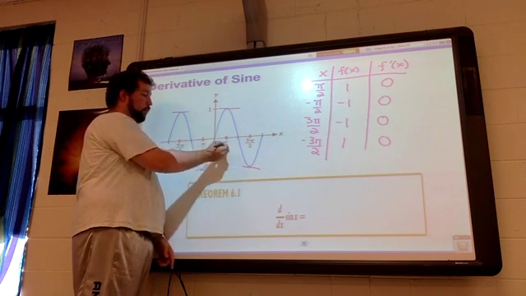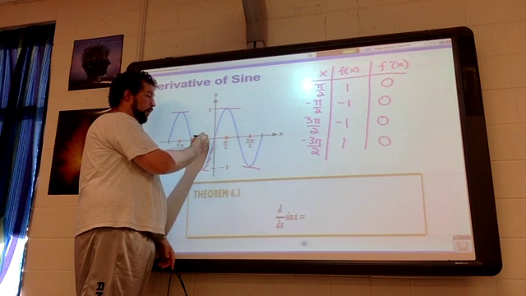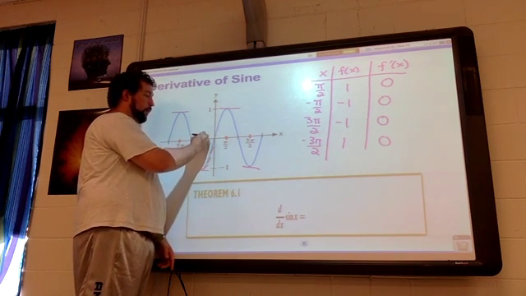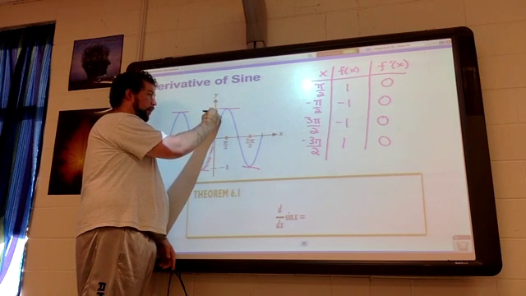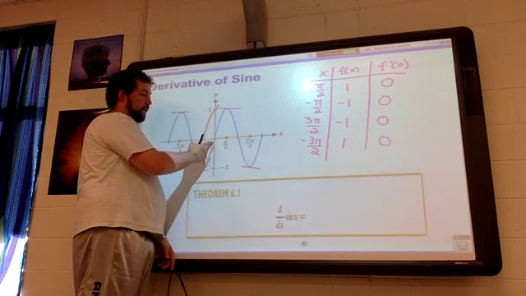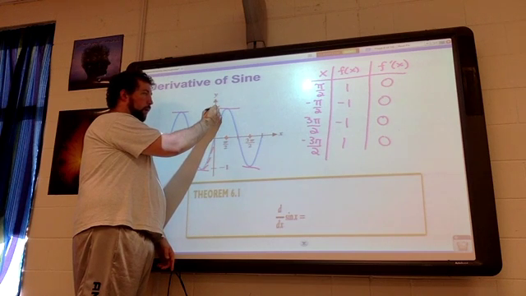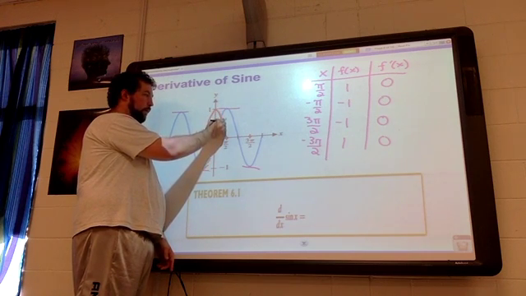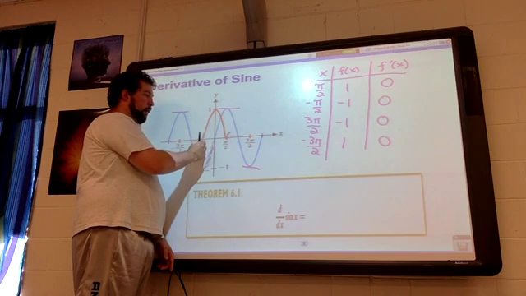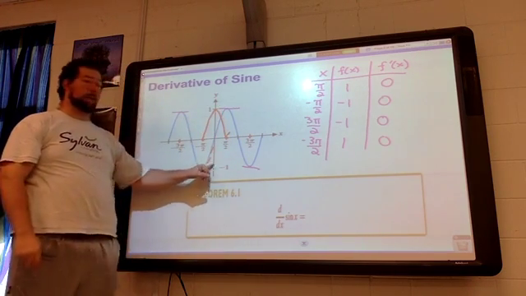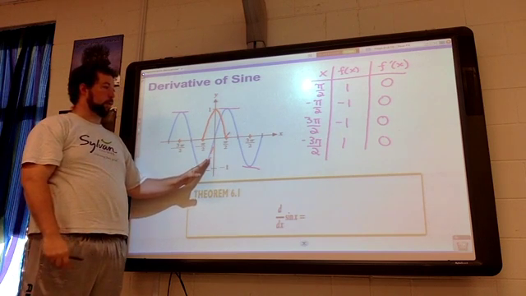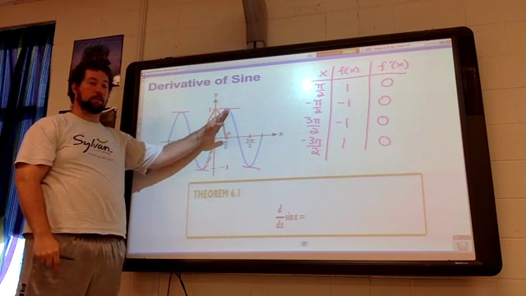So between negative pi over 2 and pi over 2, since my slopes are positive, on the derivative graph my y values are going to be positive. They're getting a little bit more positive until I get to 0. At that point, I reach as steep as I'm going to get on the regular function, so it reaches a point of 1, and then it comes back down. Notice all of these values are above the y-axis because between negative pi over 2 and pi over 2, my slope is positive. It's increasing.